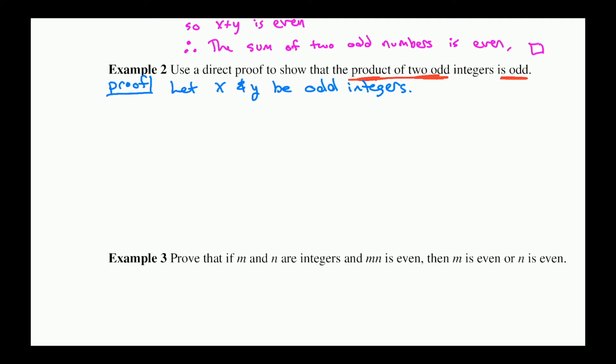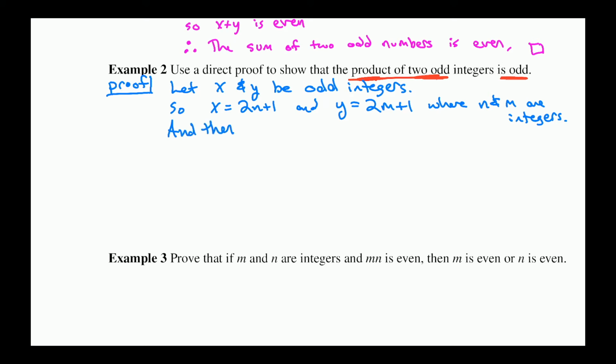What does it mean? So X is 2n plus 1 because it's odd. And Y is 2m plus 1 because it's odd. So where n and m are integers, that's just by the definition of odd. What are we doing this time? We're multiplying them because it says product of two odds. So let's multiply them.